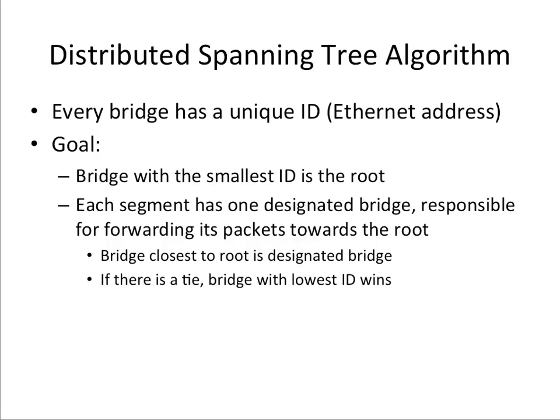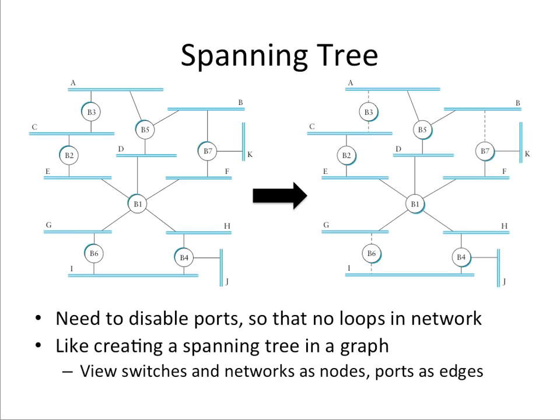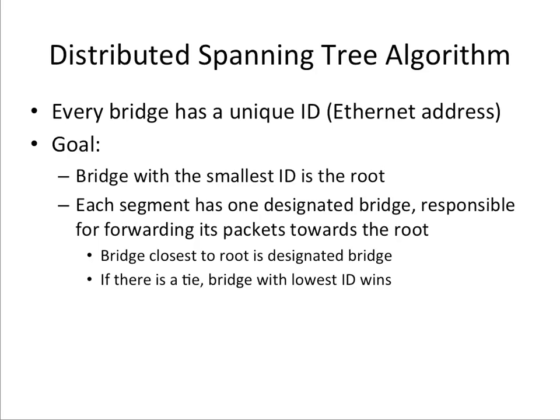Why do you want the smallest ID to be the root? First of all, you all understand what that statement means, right? So let's say we have lots of bridges. What's the bridge with the smallest ID in our example? Let's say these are numerical IDs. B1 is the bridge with the smallest ID. Why do we want that bridge to be the root? Any ideas?